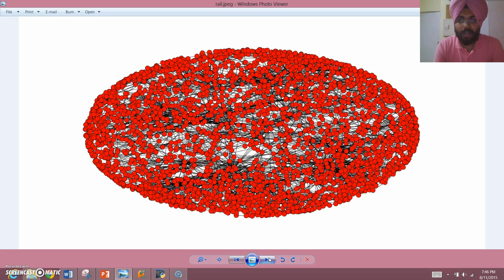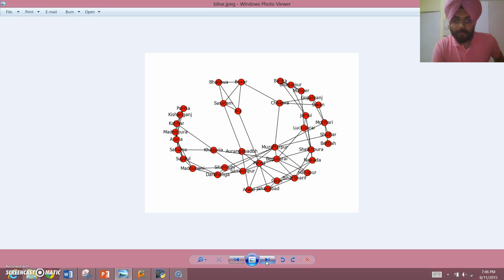There are approximately 3000 nodes and 6000 edges. These were all the graphs that we actually worked on during our summer internship. This is also another type of graph, a graph of the state of Bihar. We have plotted all these nodes.